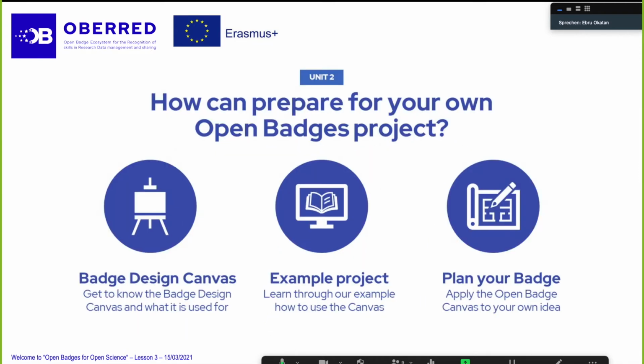Here we are asking the question, how can you prepare for your open badge project? And we're getting to know what the open badge design canvas is and what it is used for. We'll see in some example projects how to use the canvas, and then we will start planning our own badge.